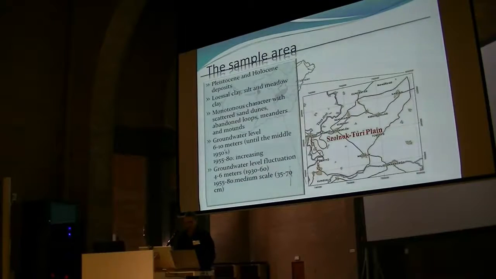And about the fluctuation, the long period fluctuation is very high, especially on the south part of the sample area. It is between 4 and 6 meters. And later, according to other researchers and studies, they could not explore that kind of fluctuation, only 35 to 60 centimeter fluctuation.